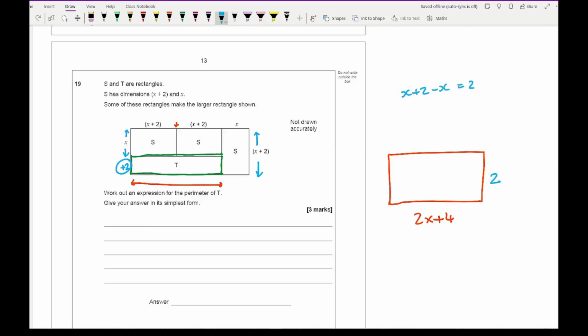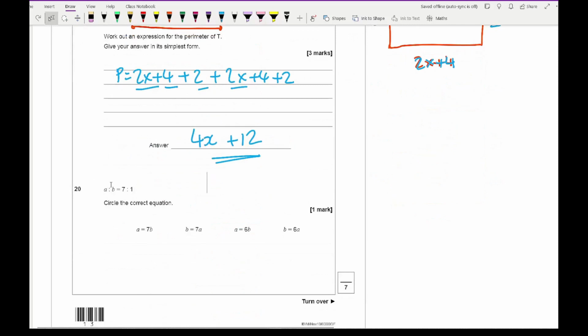So what I then need to do is work out the perimeter of this shape. So all I need to do is just add up those four sides. So P equals, P meaning perimeter, I've got 2x plus 4 plus 2 plus 2x plus 4 plus 2. And again, collecting all the like terms, I've got 4x, and I've got 4 plus 2, which is 6, plus another 6, gives me 12. And so there is my expression in its simplest form.